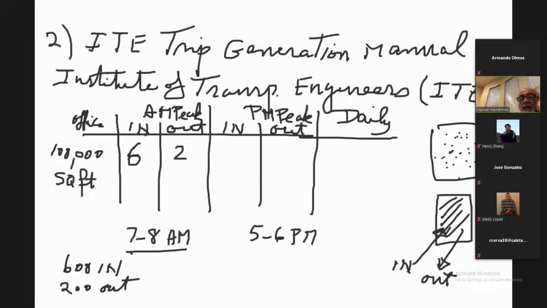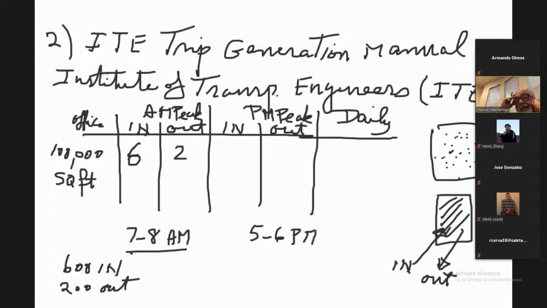Does everyone follow me? Because these numbers that they have are per 1,000 square feet. So that means 6 people or 6 trips go per each 1,000 square feet. So we have 100,000, so that will be 6 times 100. So 600. And 200 coming out.